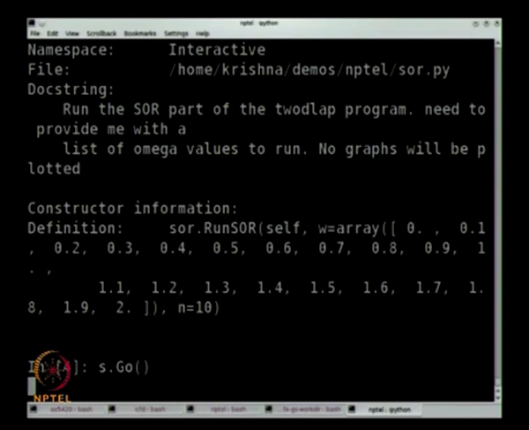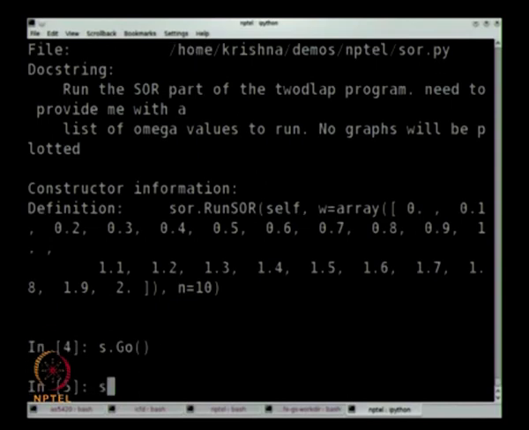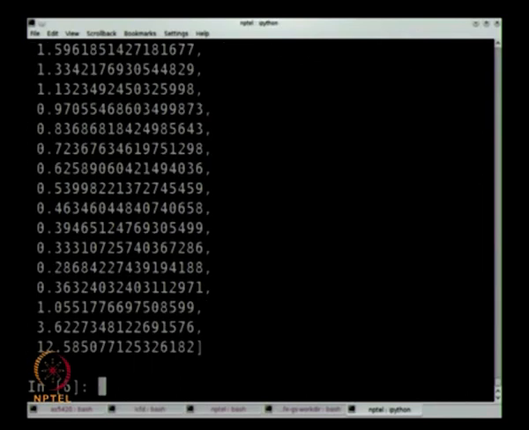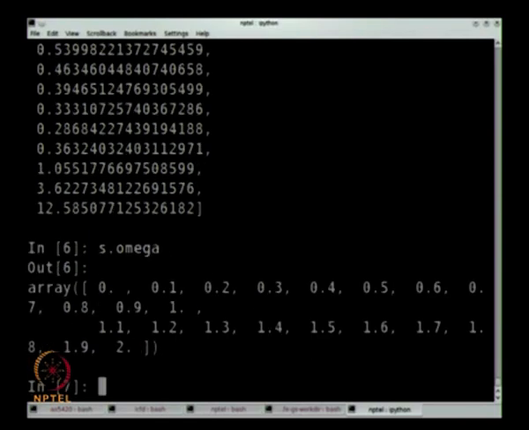And this S has an error, which is the error versus omega, right. S has an omega, those are the omega values that we ran, and it has a set of errors. Is that fine? Okay, right.